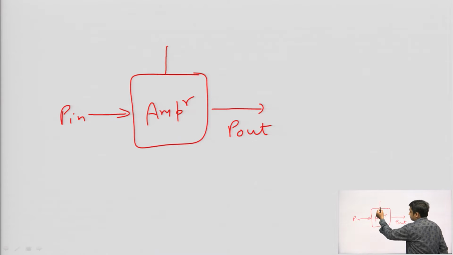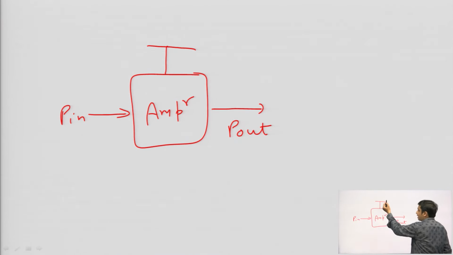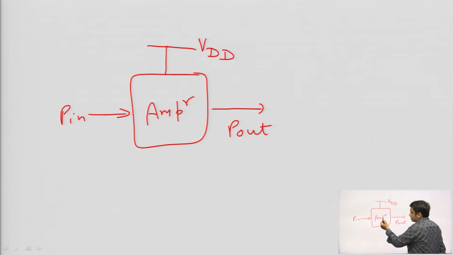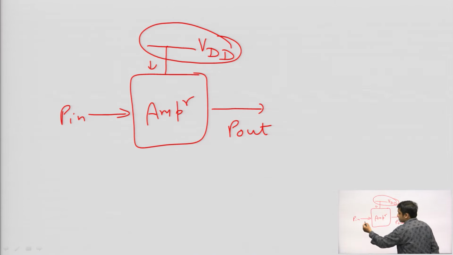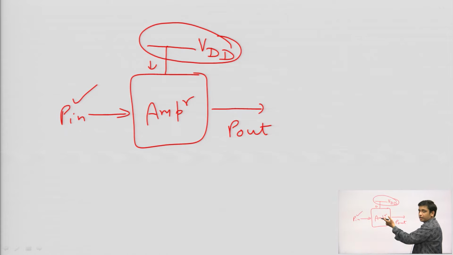We know that the amplifier needs some DC battery, suppose that a VDD supply voltage is there. So this amplifier, from where is it getting power? From one source, the supply voltage. The amplifier is getting power from the supply voltage. Another source of power is your input signal source, which we have connected to the amplifier at the input side.